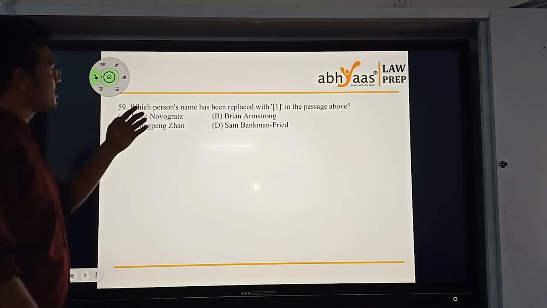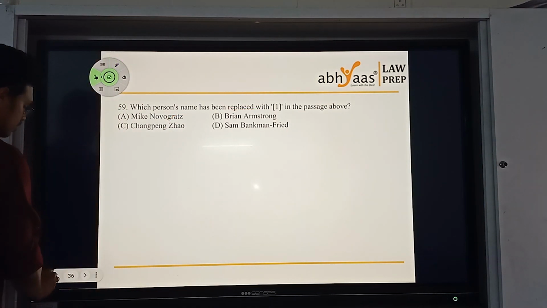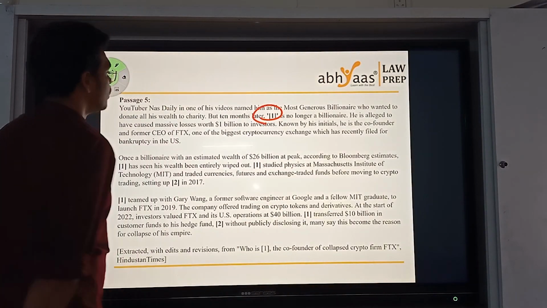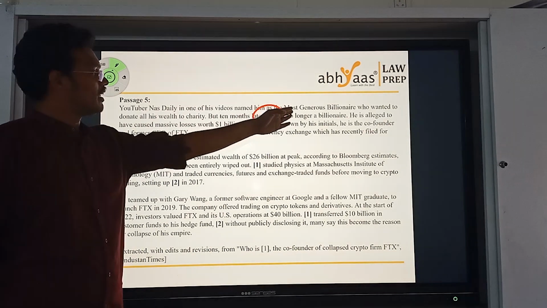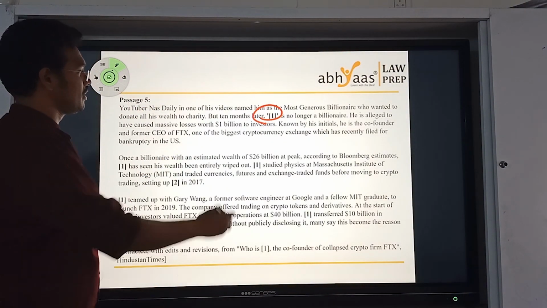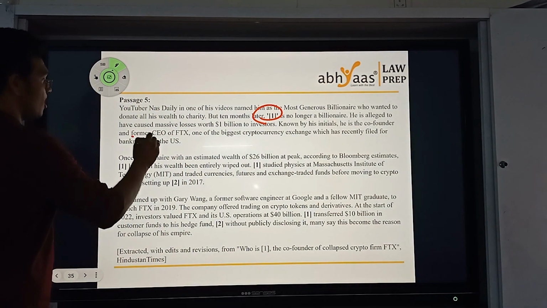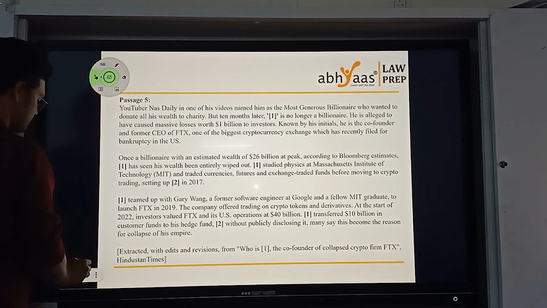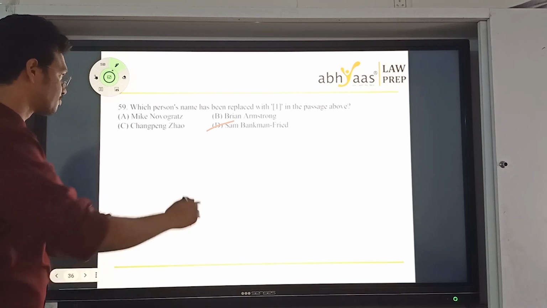Now, which person's name has been replaced with 1 in the above passage? YouTuber Nas Daily, in one of his videos, named him as the most generous billionaire who wanted to donate all his wealth to charity, but 10 months later he is no longer a billionaire. He is the former CEO of FTX. So as I said, the CEO of FTX is Sam Bankman-Fried.